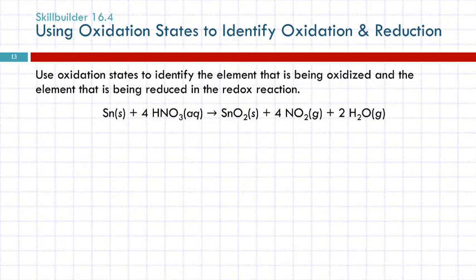Use oxidation states to identify the element that's being oxidized and the element that's being reduced in this redox reaction. We have to assign oxidation states. Do the easy ones first. What's tin? 0. It's by itself.